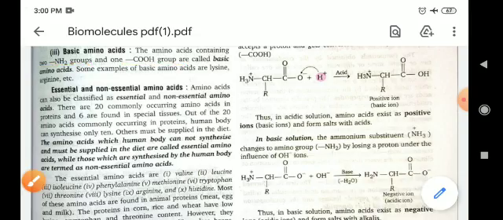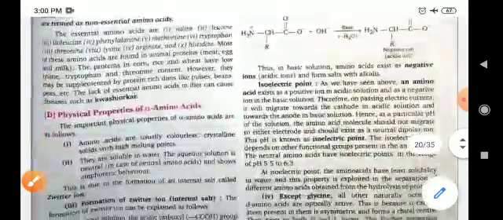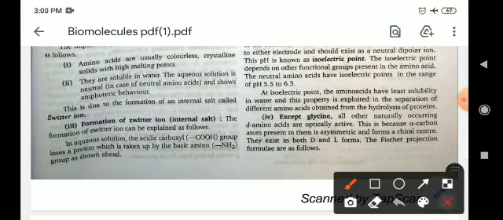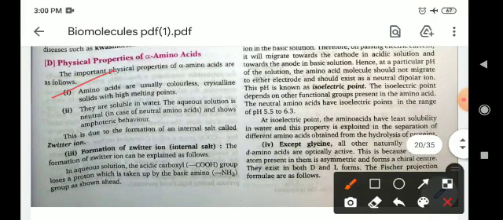Okay, so these are the basic classification of amino acids. Now, physical properties of amino acids. Amino acids are usually colorless crystalline solids with high melting points. They are soluble in water, the aqueous solution is neutral, and they show amphoteric behavior, meaning they act both as acid and base. This is due to the formation of an internal salt that is known as the zwitterion.